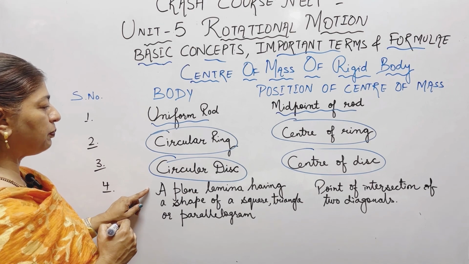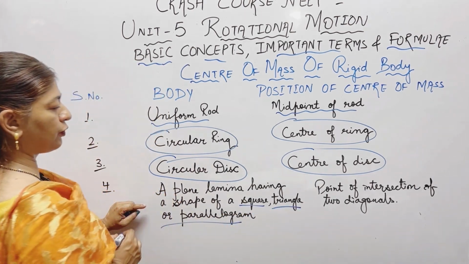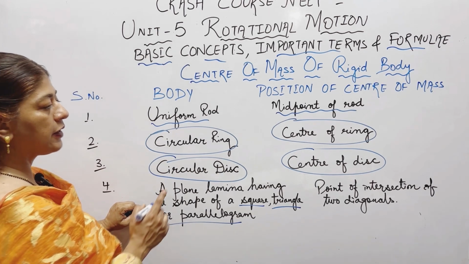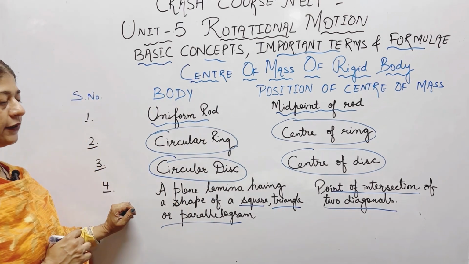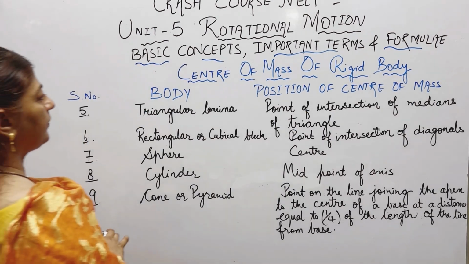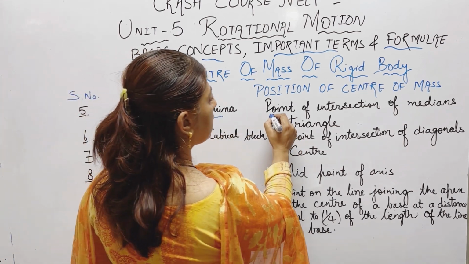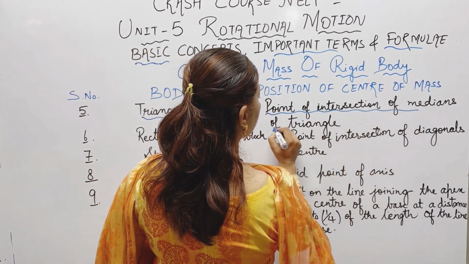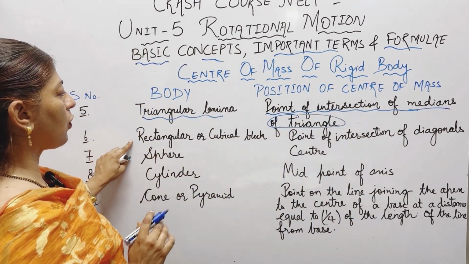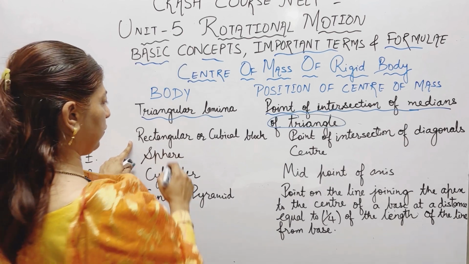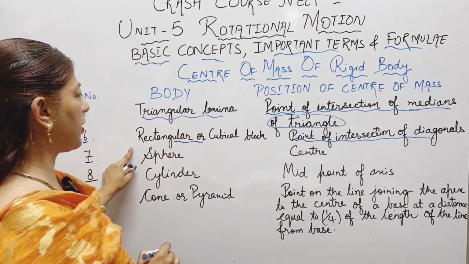If we are talking about a plane lamina having the shape of a square, rectangle or parallelogram, the center of mass will lie at the point of intersection of the diagonals. The next is the triangular lamina. Its center of mass will lie at the point of intersection of the medians of the triangle. If you are talking about solid bodies, a rectangular or cubical block, the point of intersection of diagonals is where the center of mass will lie.